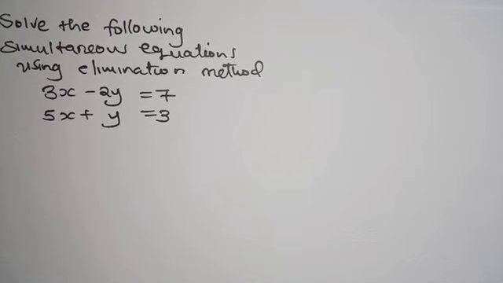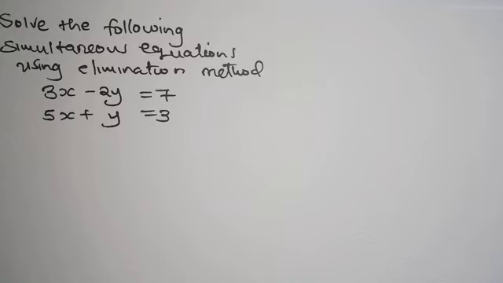Now the question here is: solve the following simultaneous equations using the elimination method. We have 3x minus 2y equals 7. That is equation 1. And then 5x plus y equals 3. That is equation 2. How do we solve or work out these simultaneous equations using the elimination method?